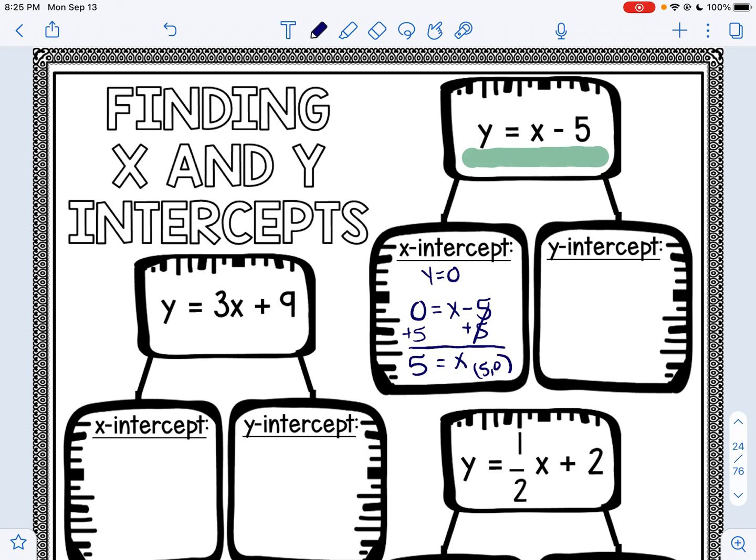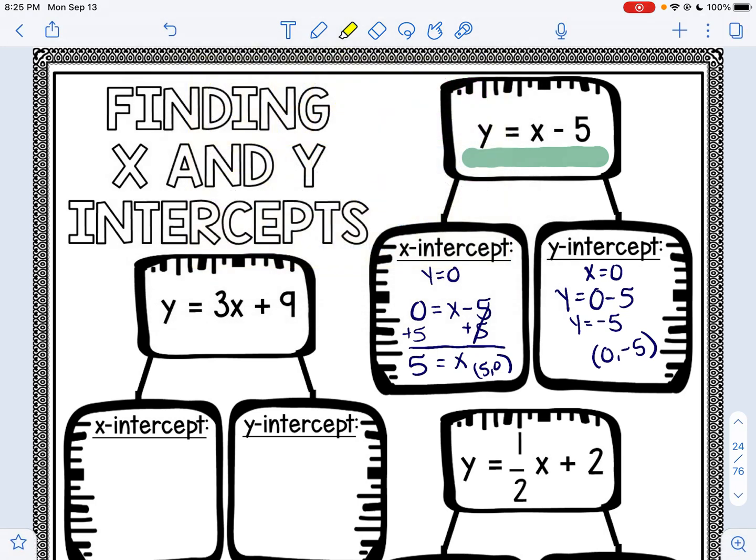Now the y-intercept, remember that's when x = 0. So we're going to replace x with 0 in this example. That would be y = 0 - 5. We know 0 minus 5 equals -5. So our y-intercept is the ordered pair (0, -5).